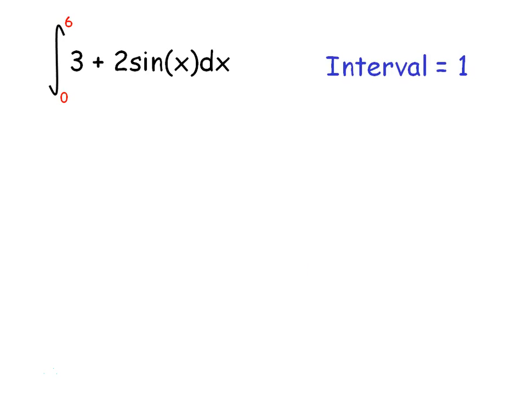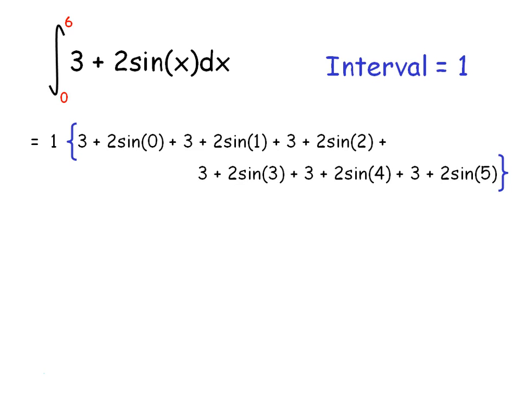Now, to set this up, remember the base of each rectangle is going to be 1. So I'm going to pull the 1 off out front, so it'll be 1 times... now we're using a left-hand Riemann sum. So the first endpoint was at 0, so it'd be 3 plus 2 times sine 0 plus 3 plus 2 sine 1. The next rectangle would be at 2, and then 3, and then 4, and then 5. Now notice the 6 is not used in a left-hand Riemann sum. The 0 is. So you're going from 0 to 6. So we're going to use the 0. The 6 we don't use.